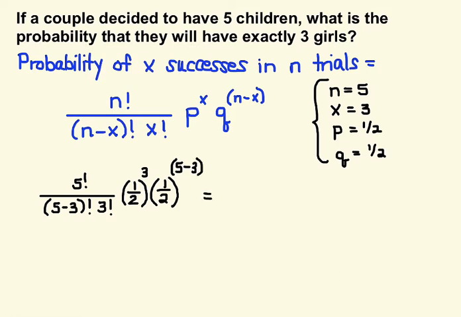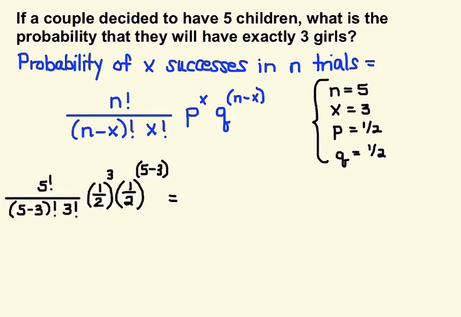Let me move this over to the left just a little bit, and let's simplify this. Okay, again, we have our fraction. Let me draw my fraction bar. And on the top, I have 5 factorial. Well, 5 factorial is 5 times 4 times 3, and I can say 3 times 2 times 1, but I'm going to stop at 3 factorial. And then on the bottom, I have here 5 minus 3. Well, that's 2, so 2 factorial. 2 factorial is 2 times 1. And then I have 3 factorial here, so I'm going to write that 3 factorial.